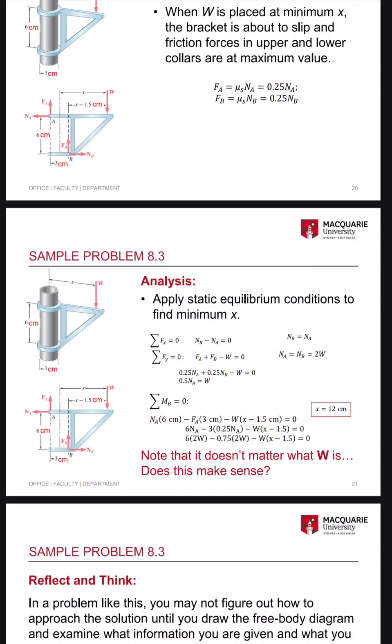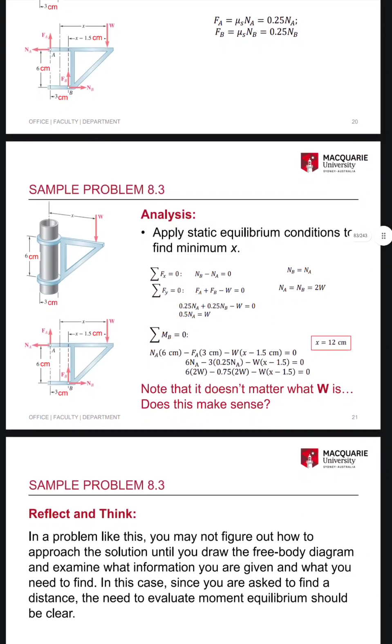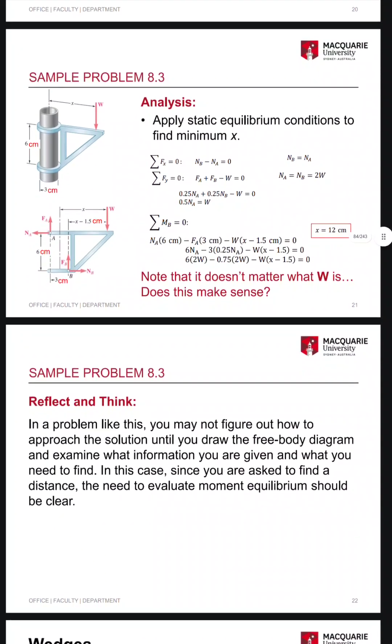Sum Fx equals 0, Nb minus Na equals 0, Nb equals Na. Sum Fy equals 0, Fa plus Fb minus W equals 0. Na equals Nb equals 2W, 0.25 Na plus 0.25 Nb minus W equals 0, 0.5 Na equals W. Sum of moments about B equals 0, Na times 6 cm minus Fa times 3 cm minus W times (x minus 1.5 cm) equals 0. Note that it doesn't matter what W is.